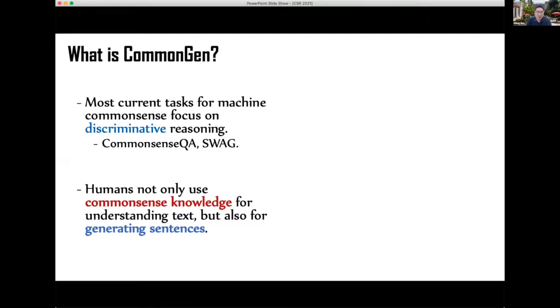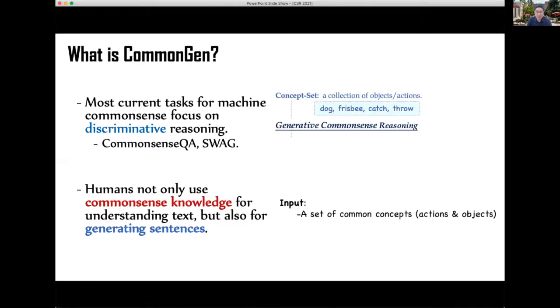And at the same time, we can also think about moving away from this discriminative reasoning process to think about how to generate sentences that make common sense to humans, and use that as a proxy for evaluating the progress. That's the motivation behind CommonGen. We try to simulate a very simple task where you give humans a list of words or phrases, and these words could be just nouns for objects and verbs for actions that humans will commonly encounter in their daily life situations, like dog, frisbee, catch, throw.